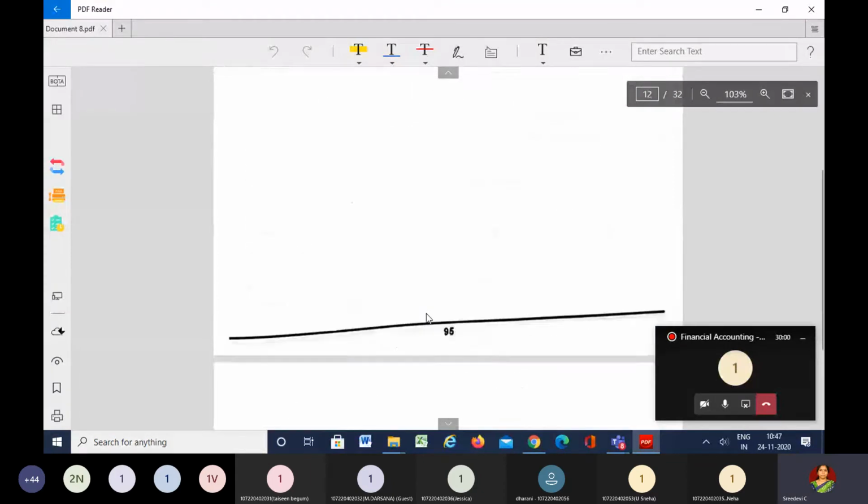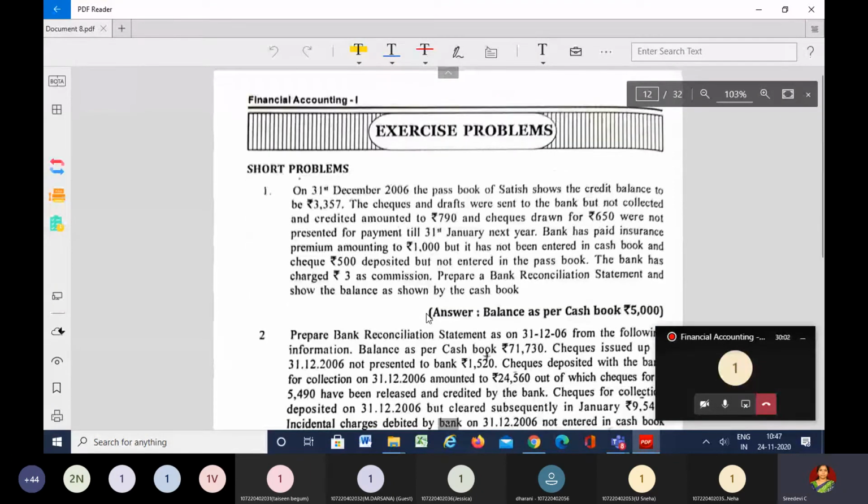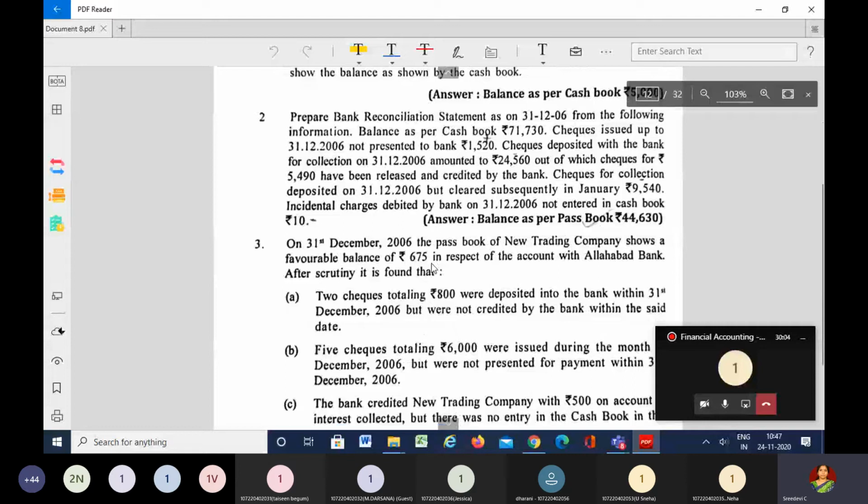Now, I hope everyone is aware of how the statement has to be prepared, right? So let's see the second problem. Because first, if you are doing a problem based upon the balance as per the cash book, then it becomes very, very comfortable for you all to understand the problem based upon the passbook. Okay, so now let's see the second question, that is prepare a bank reconciliation statement as on 31st of December 2006 from the following information. Okay, and here balance as per cash book has been provided.